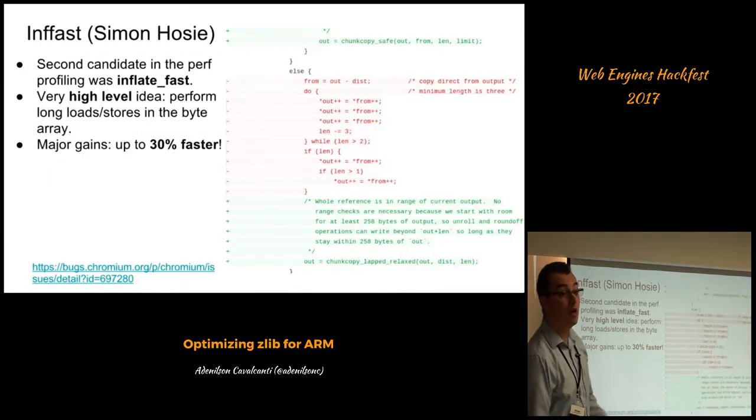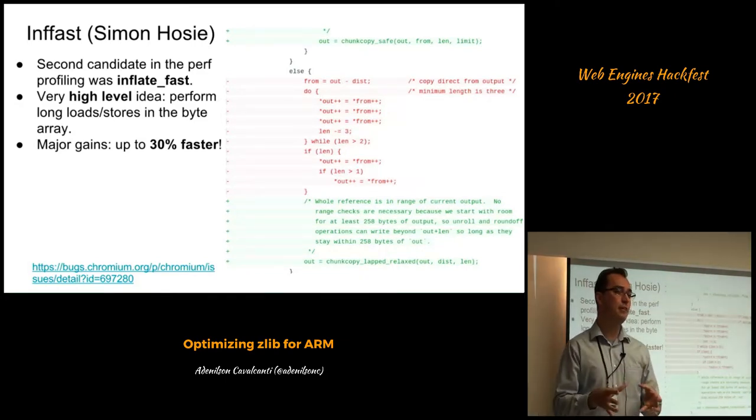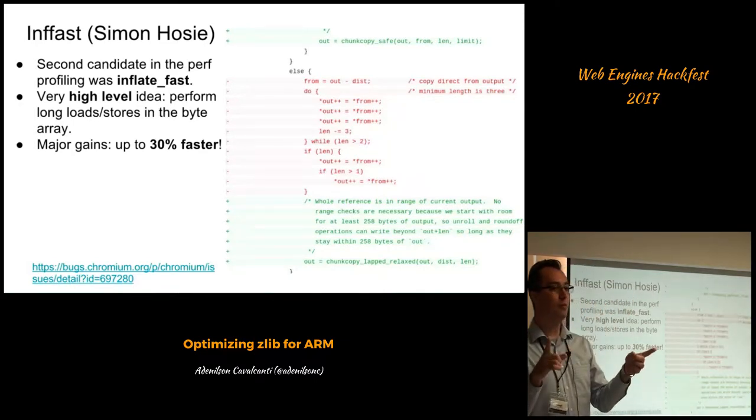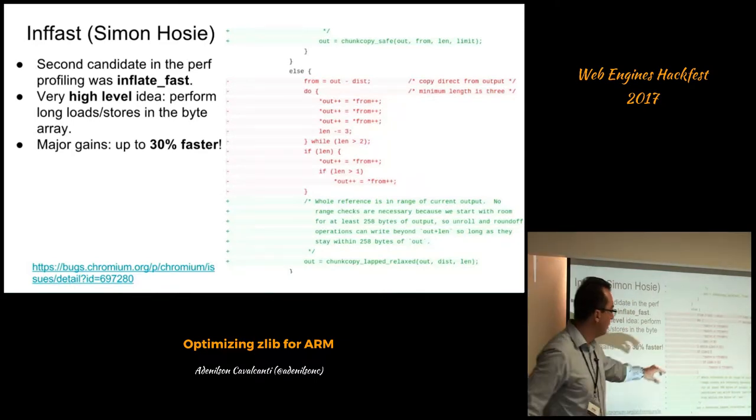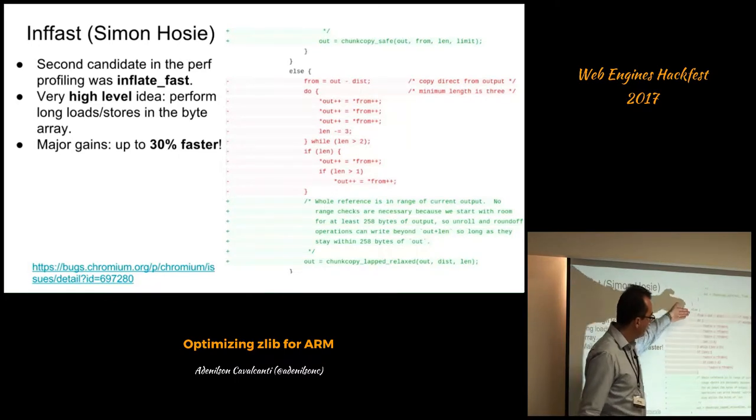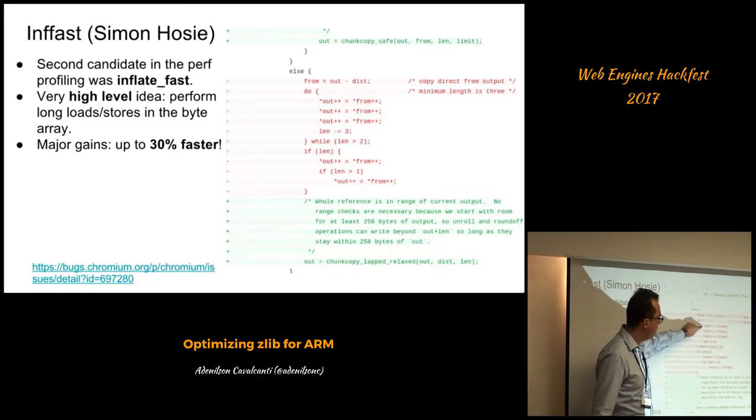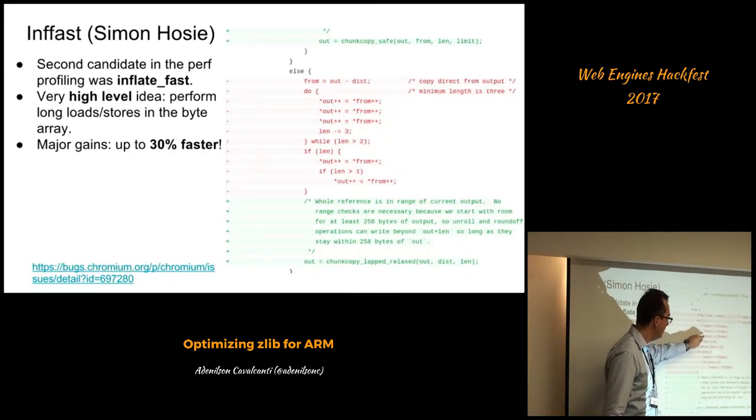Right. So let's talk about the second candidate. The second candidate was implemented by my teammate, Simon Posey. That was inflate fast. A very high level idea of it is that it performs wider loads and stores. So that was part of the patch where the original C code would be reading and writing the data one point at a time.